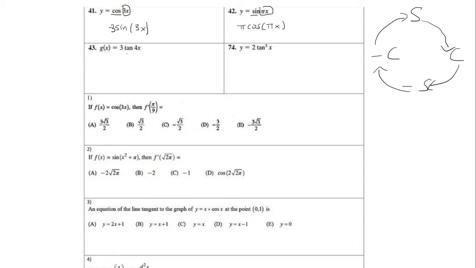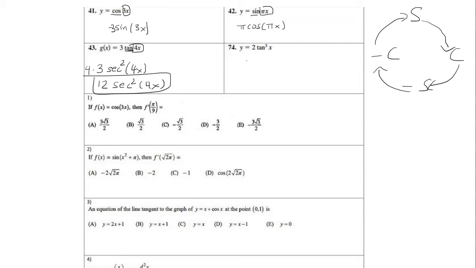Next one, we have 3 times tangent 4x. So I can keep the 3, and then the derivative of tangent is secant squared. Okay, so we'll take the derivative of tangent to be secant squared. Keep the inside the same. The inside is 4x. And then you want to take the derivative of 4x, which is 4. So we'll put that in front. We have to multiply 4 with 3 to get 12. And that would be 12 secant squared 4x is our derivative.